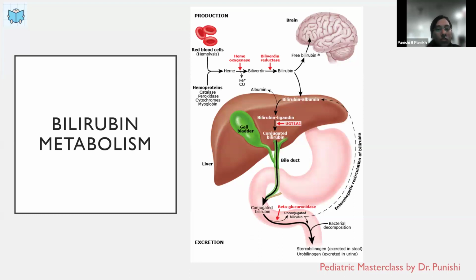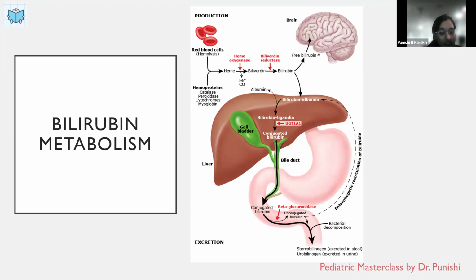Once you have this bilirubin produced from heme, it binds with albumin and is brought into the liver. It undergoes the process of conjugation by the enzyme called UGT1A1, which is UDP glucuronosyltransferase. Once the conjugation happens, the conjugated bilirubin, which is basically water soluble bilirubin, is excreted into the bile duct. As it moves down from the biliary system, this conjugated bilirubin then enters the gut.